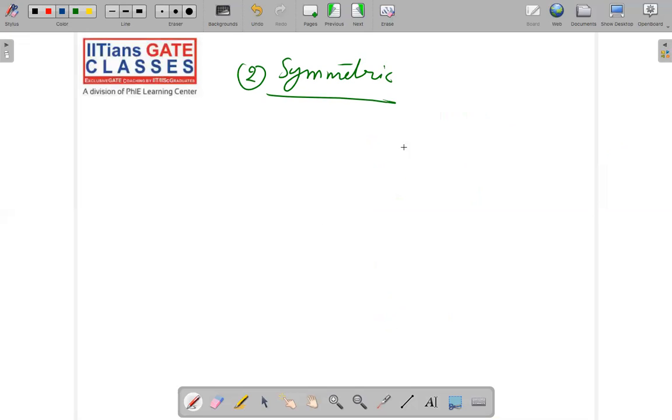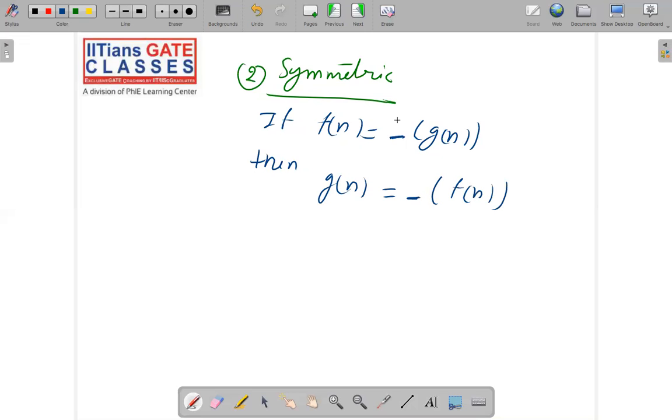So in case of symmetric, what happens? We are saying that if Fn equal to some notation Gn, then Gn equal to same notation Fn. So let's put big O here. If we are saying that Fn equal to order of Gn, will this also satisfy Gn equal to order of Fn? No, not necessarily.